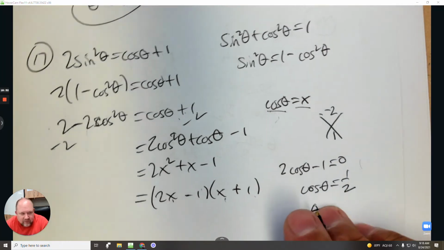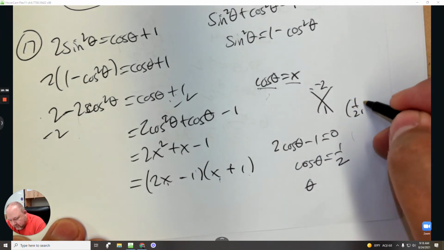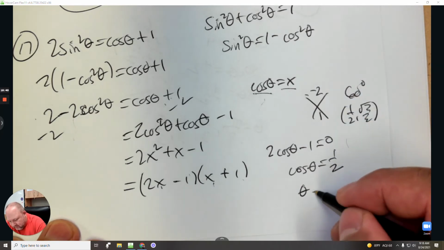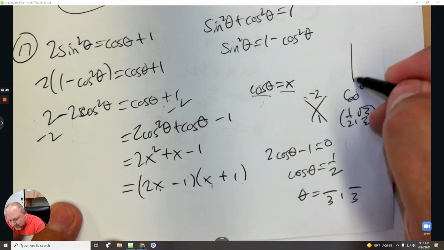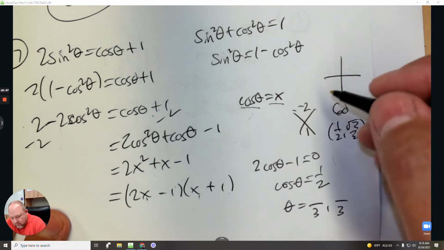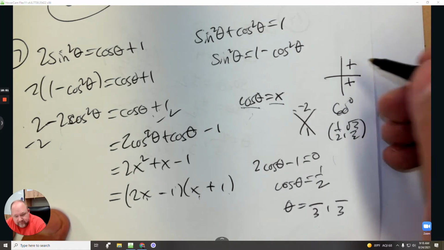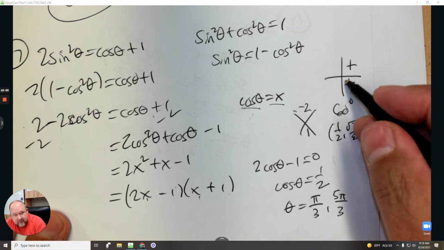Where is the x coordinate 1/2? So that is a 60-degree reference angle. So that is pi over 3. What quadrant is cosine positive in? So cosine goes with x. So it's positive here and it's positive here. So that would be pi over 3 and that would be 5 pi over 3 here in quadrant number 4.